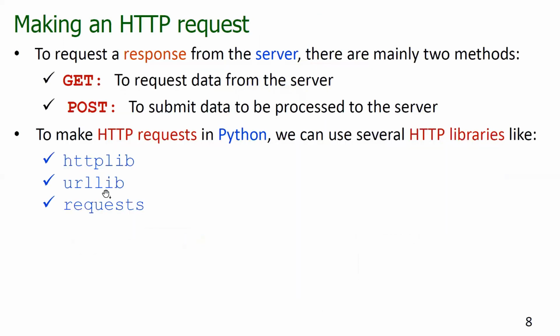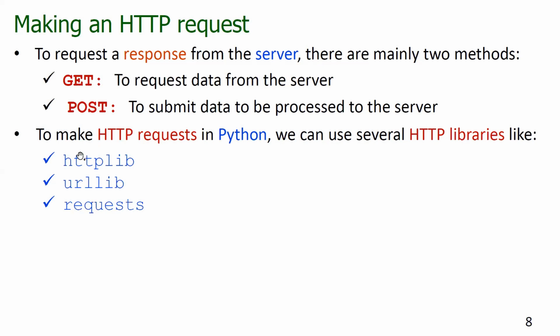Then how to make an HTTP request? To request a response from the server, there are mainly two methods. First one is the GET method, second one is the POST method. With the GET method, we request data from the server, whereas the POST method submits data to be processed to the server. That is the purpose of GET and POST methods.